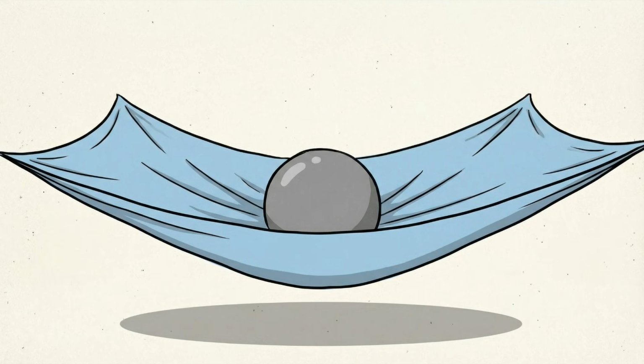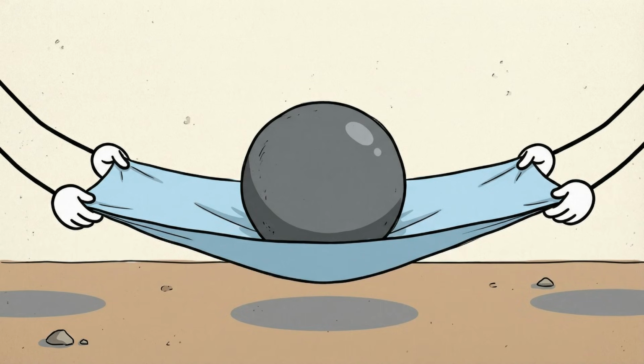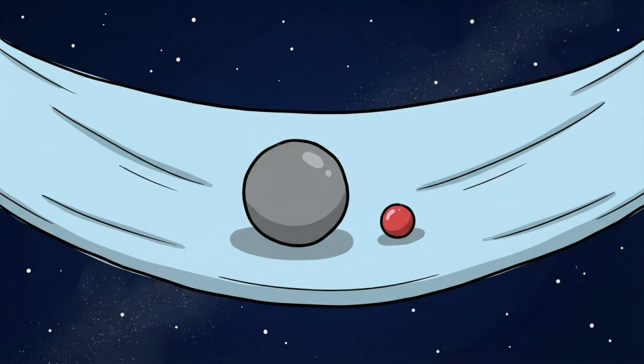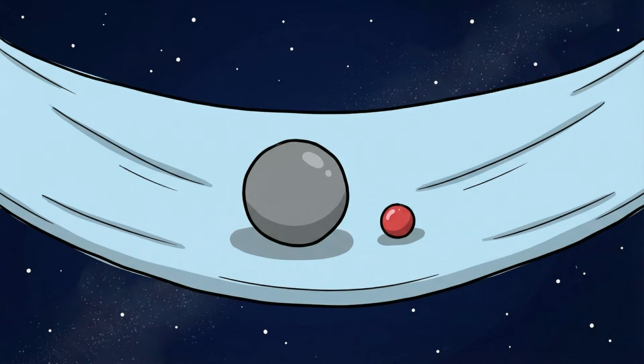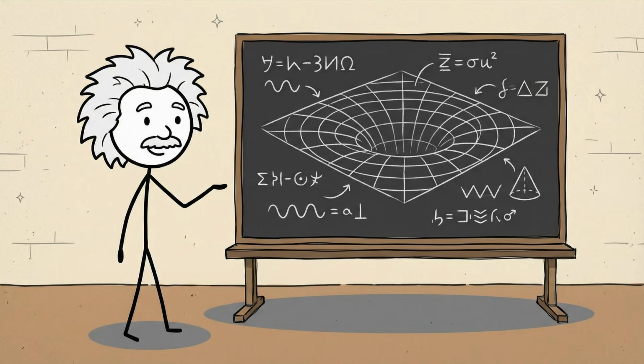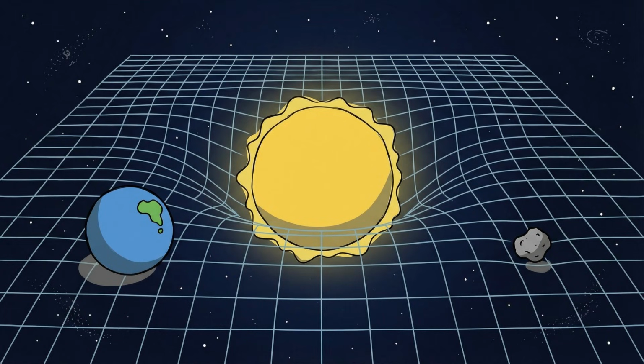Imagine you have a smooth sheet representing spacetime, and you place a heavy ball on it. The sheet dips, roll a marble nearby, and it curves toward the dip, not because something pulls it through empty space, but because the surface it moves on is curved. That's the basic picture of general relativity. Mass and energy shape spacetime, and motion follows that shape.